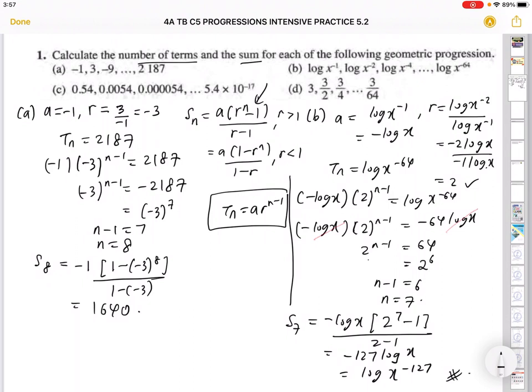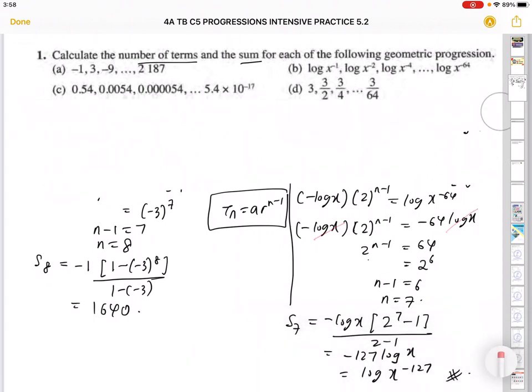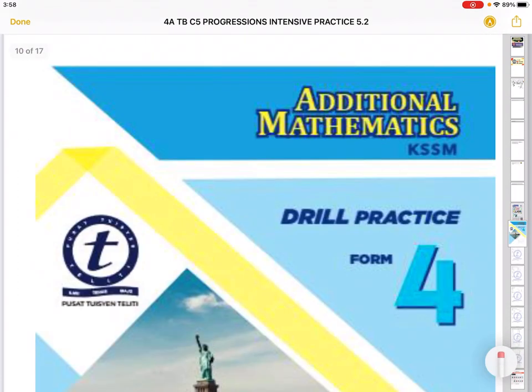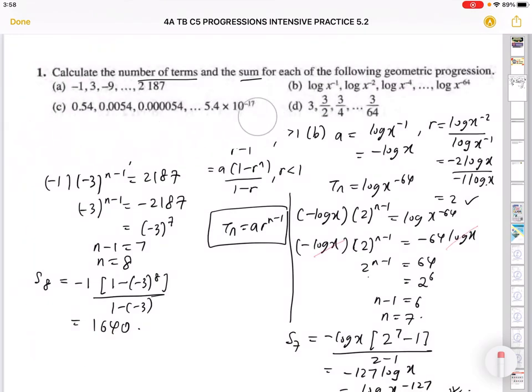Okay, so that is part A and part B. Let's move on to C and D. Now C and D, I'm just going to erase this. I don't have enough space, so I'm going to write down here. Oops, I actually erased the wrong thing here.